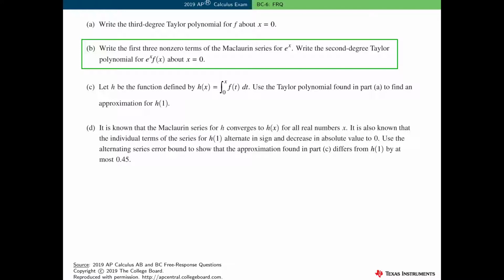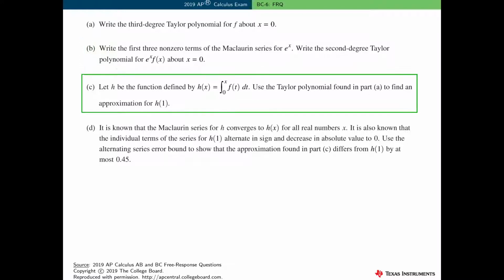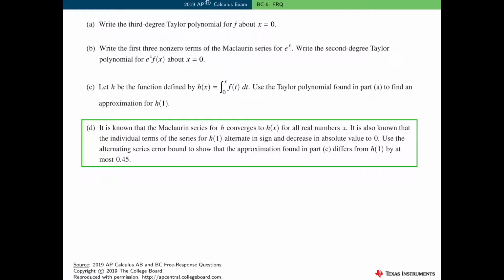Then we need to use this result and the result from Part A to write the second-degree Taylor polynomial for e to the x times f of x about x equals 0. In Part C, a new function h is defined in terms of a definite integral. We need to use the Taylor polynomial found in Part A to find an approximation for h of 1. And finally, in Part D, we need to use the alternating series error bound to show that the approximation found in Part C differs from h of 1 by at most 0.45.